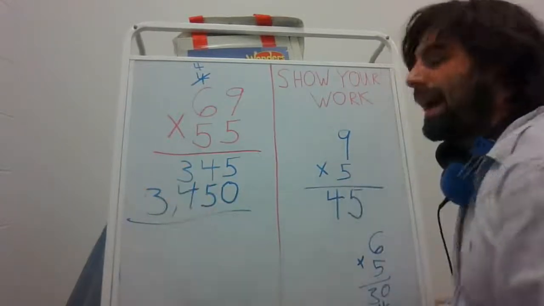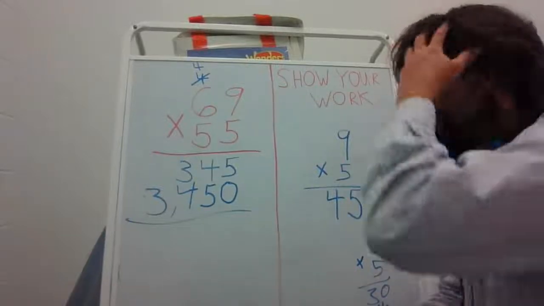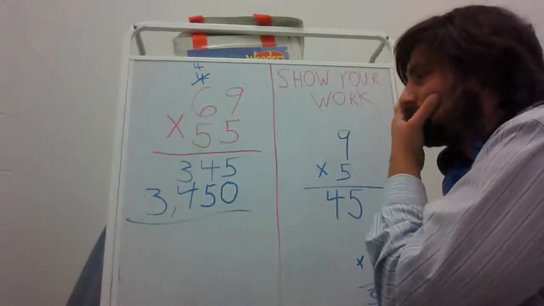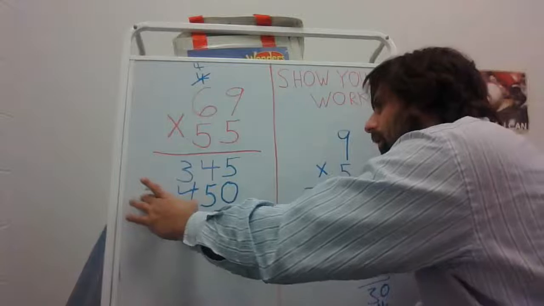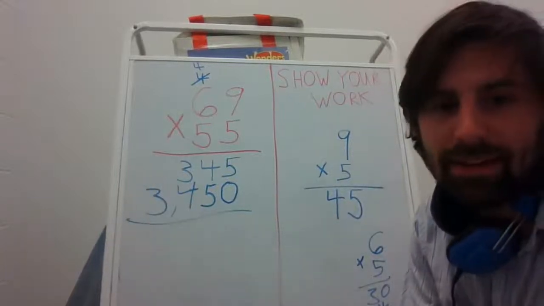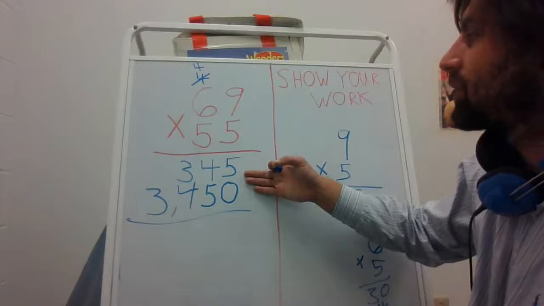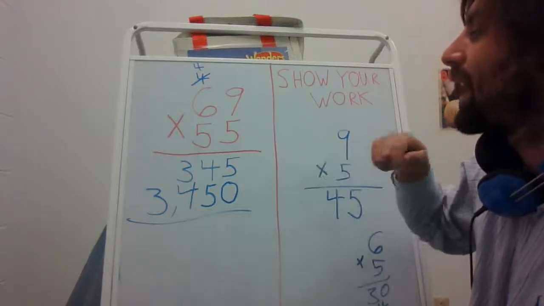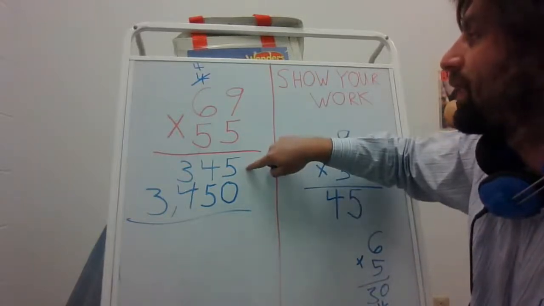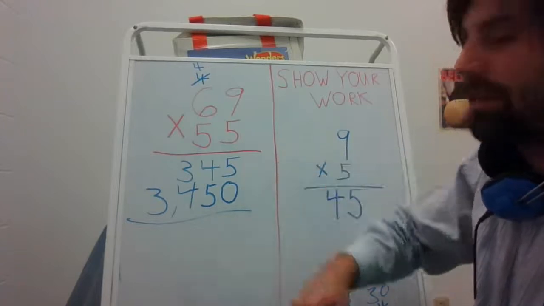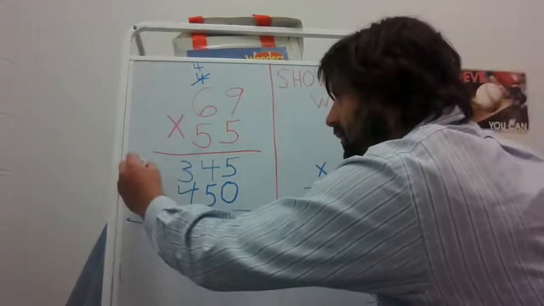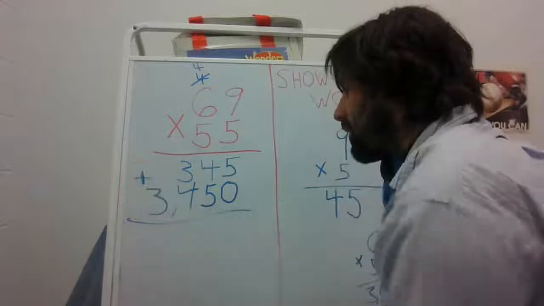But we're not done yet. We now have one final step. The final step is we have to add these two numbers together. To get our answer to 69 times 55, we have to add together 345 and 3,450. All right. So now we have to add these numbers.